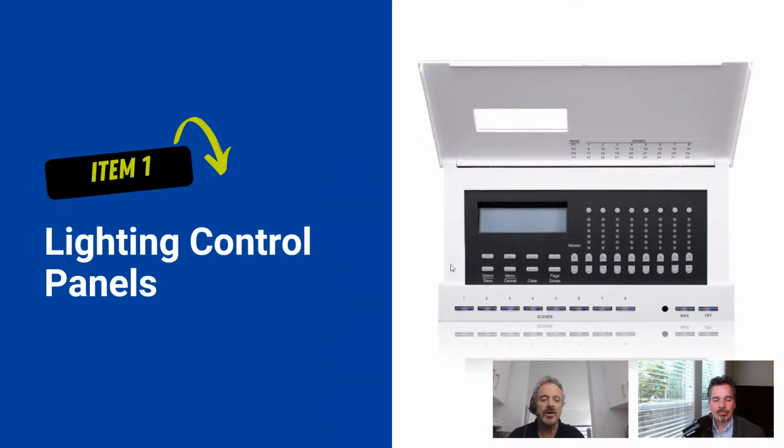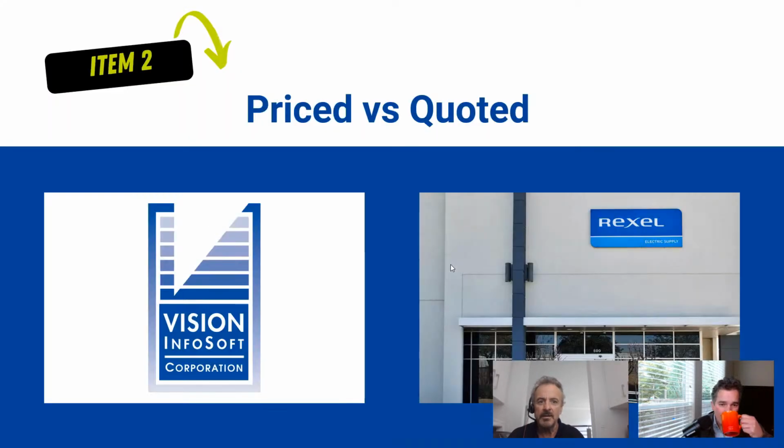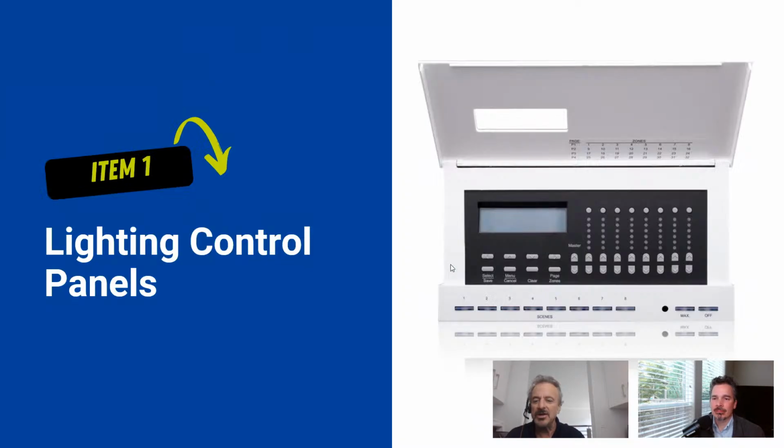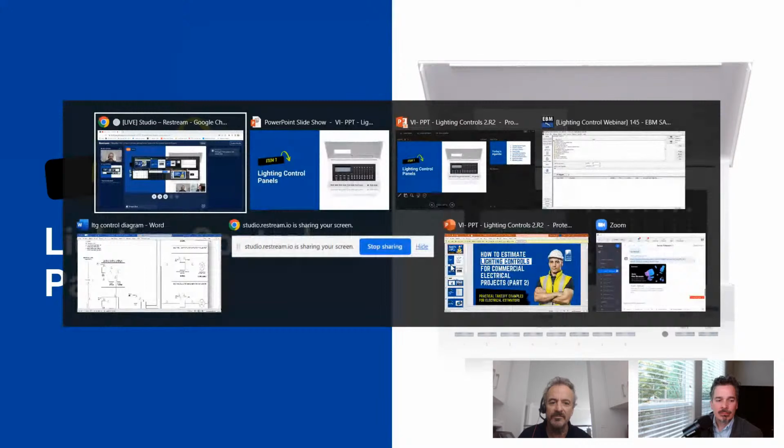So lighting control panels are typically going to be something you get a quote on. That's the first option you have to decide when you're taking off an item in EBM: whether you want the program to put a price on the lighting control or if you want the program to set it aside as an item that you're going to get a quote on. So the lighting control panels in EBM are always going to be quoted. Let me show you where you find those.